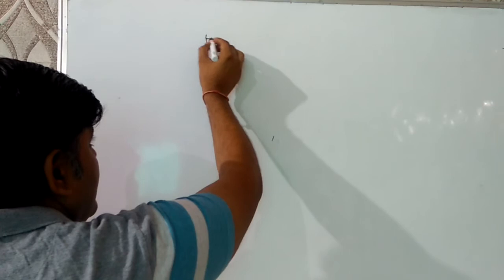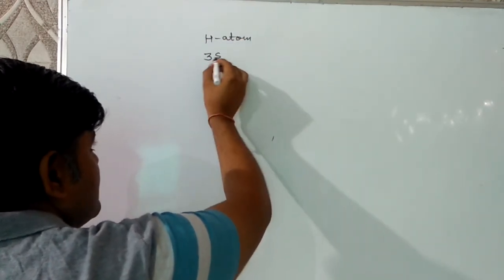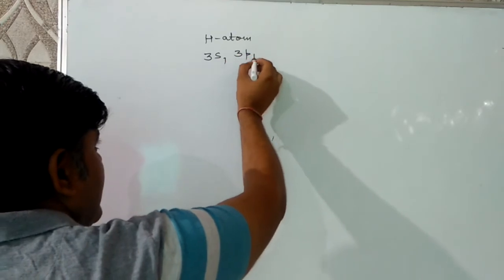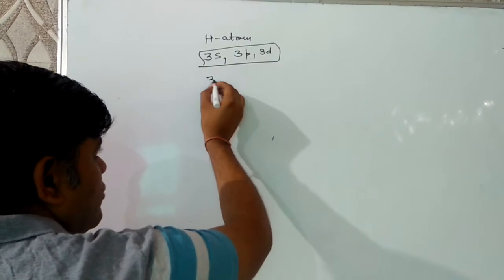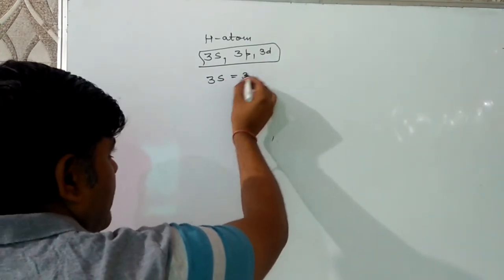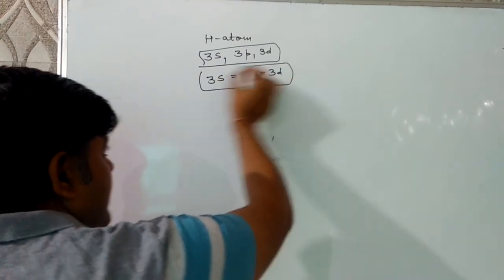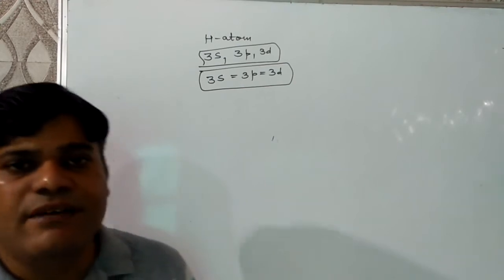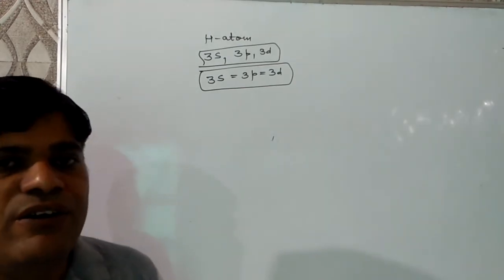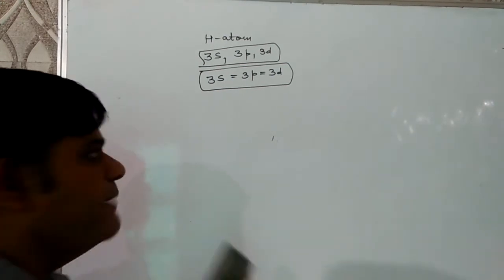There might be a question for the hydrogen atom: arrange the 3s, 3p and 3d subshells in order of energy. Then our answer should be 3s is equal to 3p is equal to 3d. For the hydrogen atom only, 3s equals 3p equals 3d, because for the hydrogen atom the energy will depend only on the principal quantum number. I hope you understand the above rule.